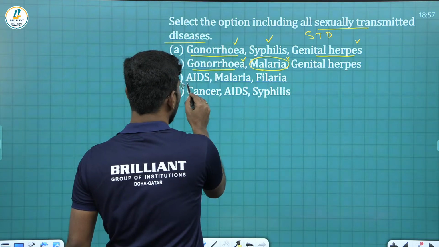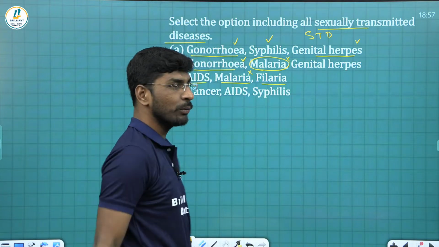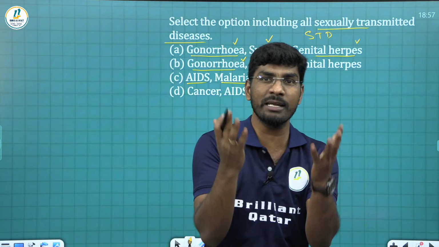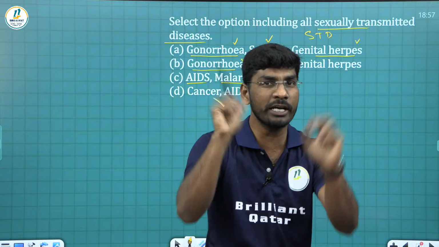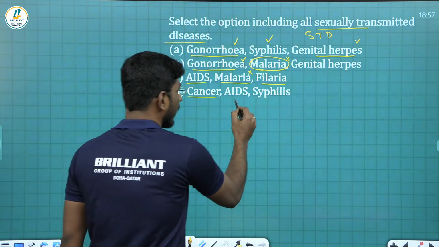Next, what's wrong in here? AIDS, STD. Malaria is given. Leave it. Filaria. Filaria is also what? Tell me. It is a helminth, a nematode parasite disease. It is not an STD. Leave it. What about this one? Cancer. No, it is not an STD. Leave it. AIDS and syphilis.